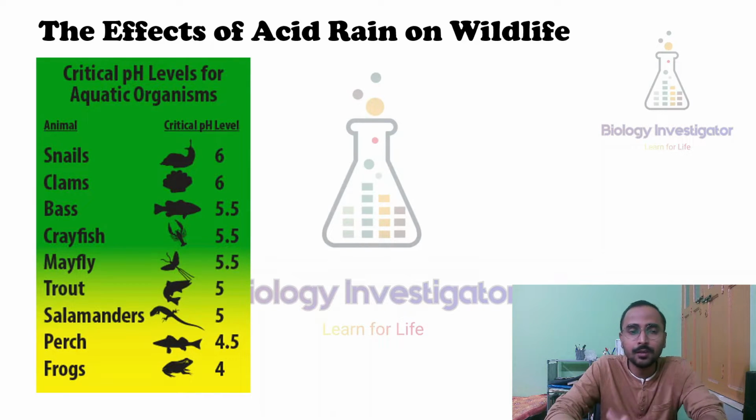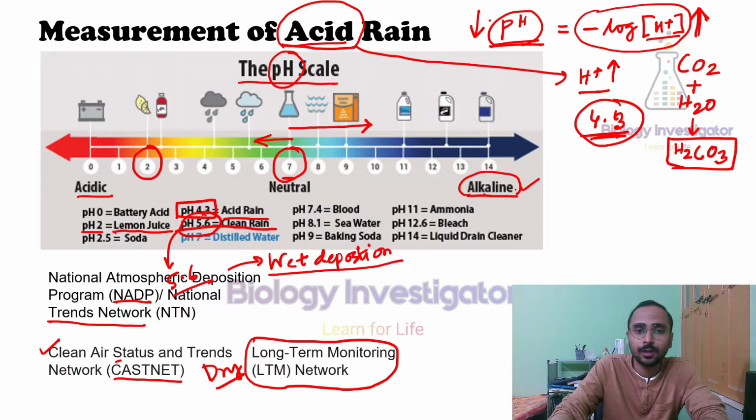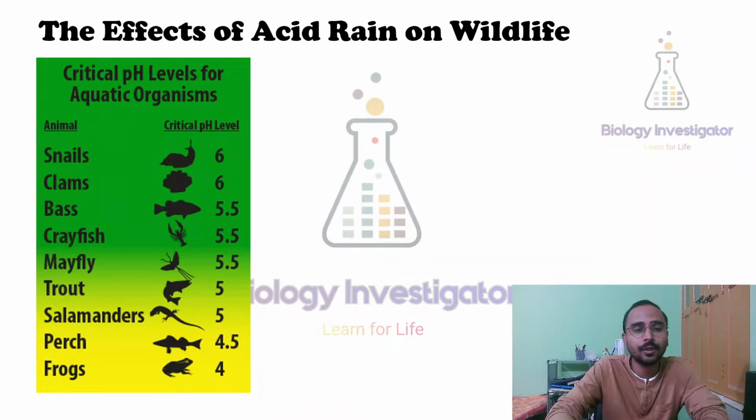So I put some names of animals here, and I mentioned some pH levels. So already you know about pH, right? If you want to revise, then just get back to the previous slide and you can rewatch this part. Okay, so there are some critical pH levels, and what are these pH levels?